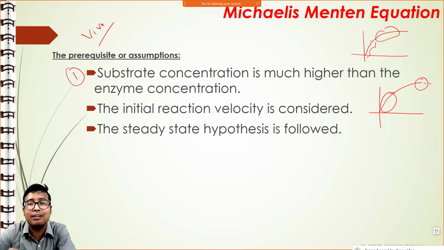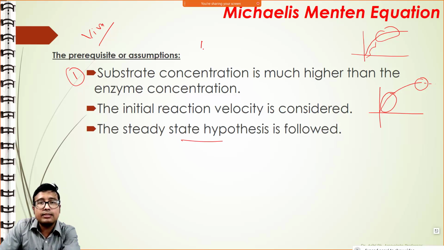So, you can already see there are many flaws in here, right? But still, back in the day, both of them got Nobel Prizes because this thing was actually able to solve many problems related to enzymology. And lastly, steady state hypothesis is followed. So, what is steady state? This will be another Viva question.